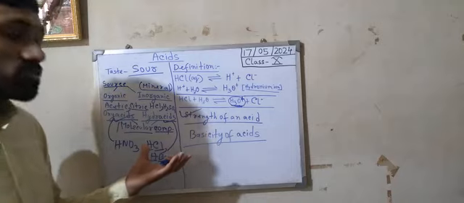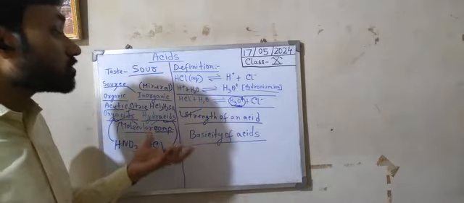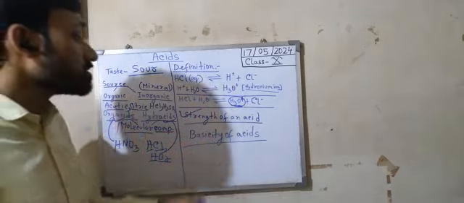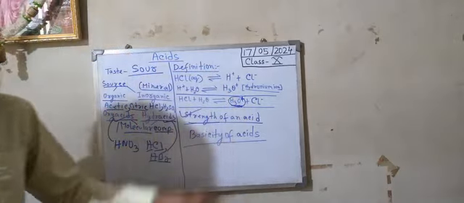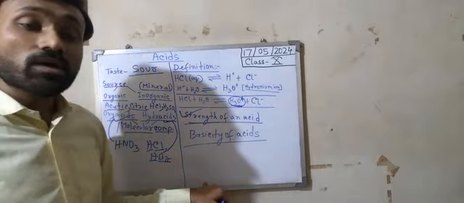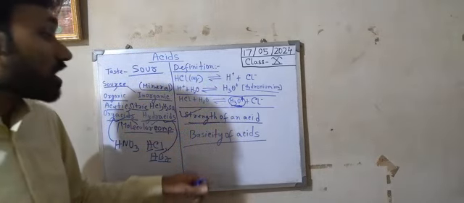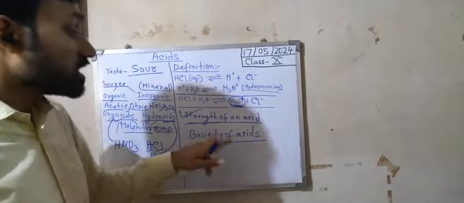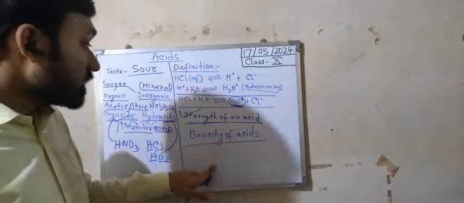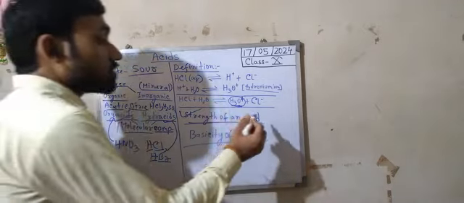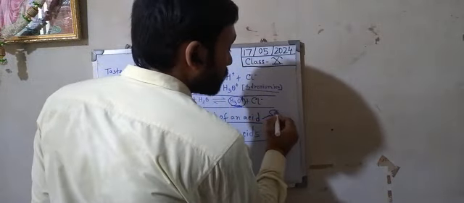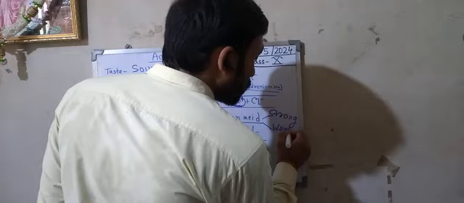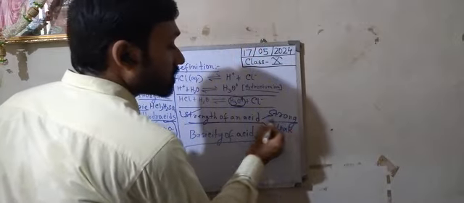So in an aqueous solution of an acid, the amount of hydronium ions or hydrogen ions present determines the strength of an acid. So strength of an acid is determined by the concentration, meaning the amount of hydronium ions or H plus ions present in an aqueous solution of an acid. Now based on the strength of an acid, we have strong acid and weak acid.